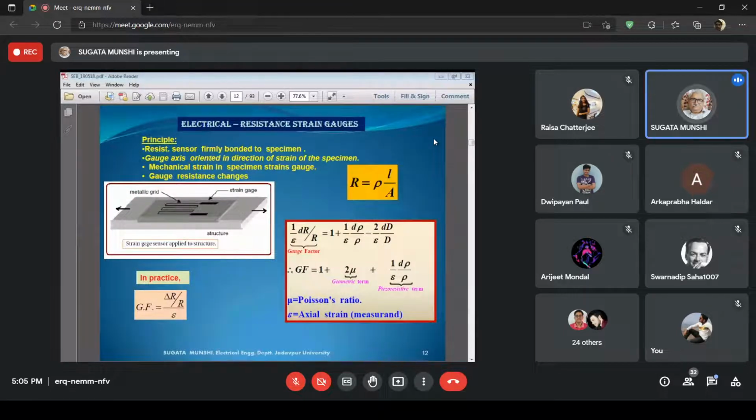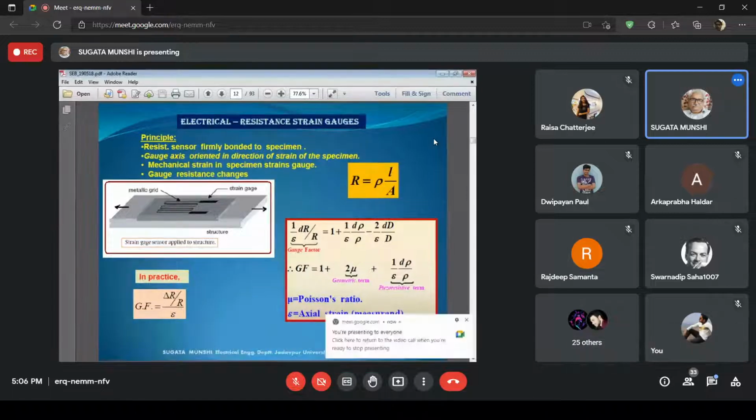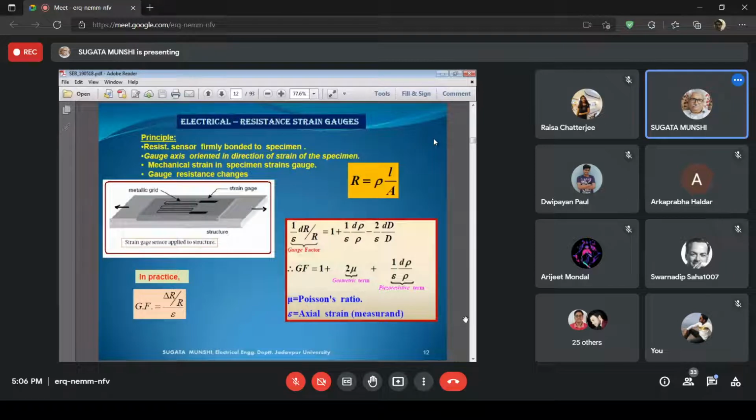This is your experiment on strain measurement. We are going to discuss that now. Before I move on to the actual experiment, just a brief recollection of resistive strain gauges and some of their measurement circuits or signal conditioning circuits.